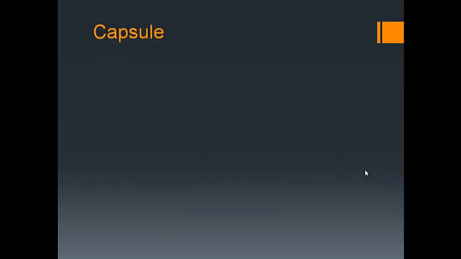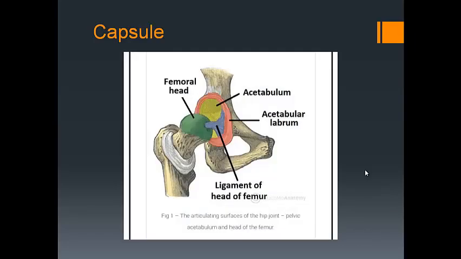We mentioned that there are certain stabilizing factors which serve to hold the bones that make up the joint together, and they serve to protect the joint as well. So let's look at the capsule of the hip joint. What we're looking at here is a picture of the bones that make up the hip joint, but they've been separated.